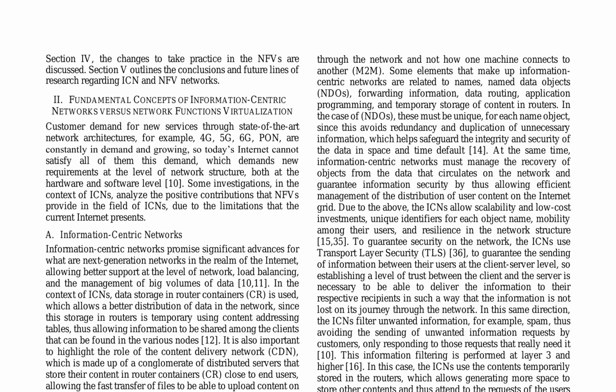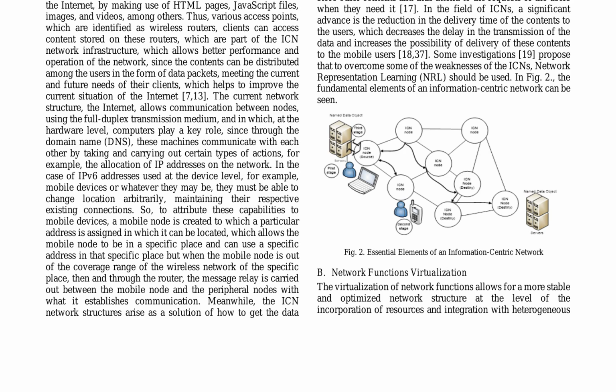The use of NRL is proposed to overcome some of the weaknesses of ICNs. The essential elements of an ICN are illustrated in Figure 2, showcasing the unique identifiers for each object name, named data objects, NDOs, forwarding information, data routing, application programming, and temporary storage of content in routers.